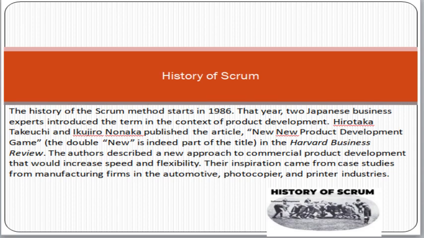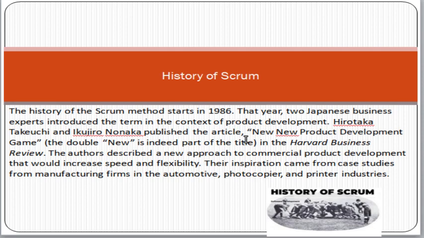Now the main topic today is the history of Scrum. So what is the history of Scrum actually? Friends, in 1986, two Japanese business experts, Hirotaka Takeuchi and Ikujiro Nonaka, introduced the main concepts of Scrum. They published an article in 1986, which became the basis of Scrum. The article name was The New Product Development Game, published in the Harvard Business Review. The authors described a new approach to commercial product development that would increase speed and flexibility. Their inspiration came from case studies of manufacturing firms in the automotive, photocopier, and printer industries.